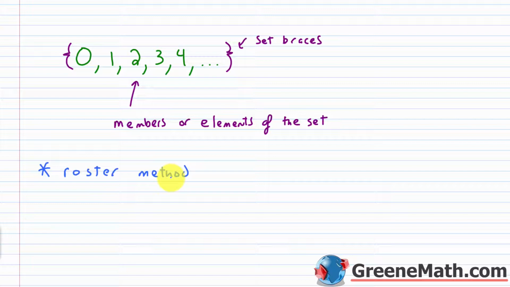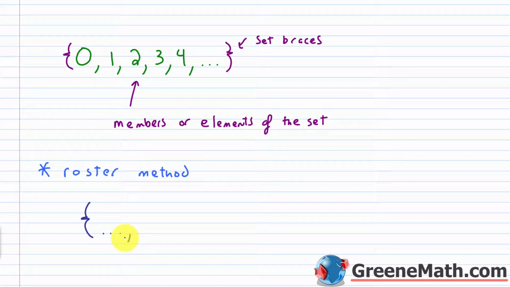As another example, let's say we talked about the set of integers. Okay, the set of integers. So the set of integers, if I use the roster method again, inside of set braces, I would have 3 dots coming this way, comma.